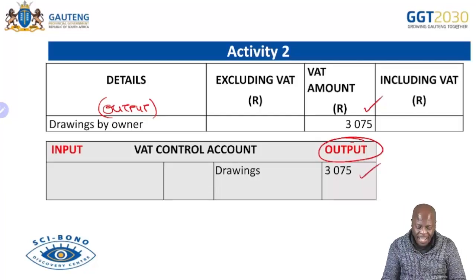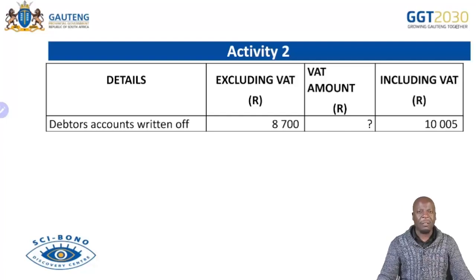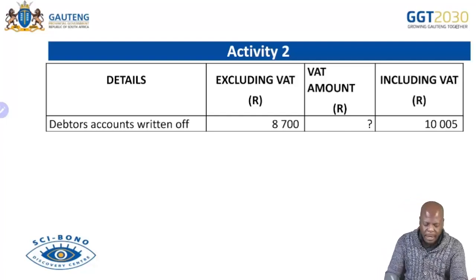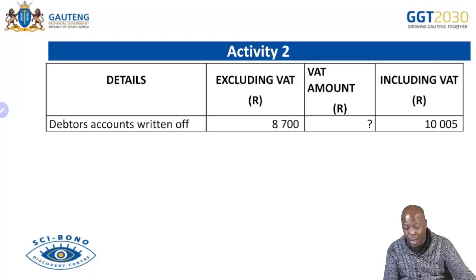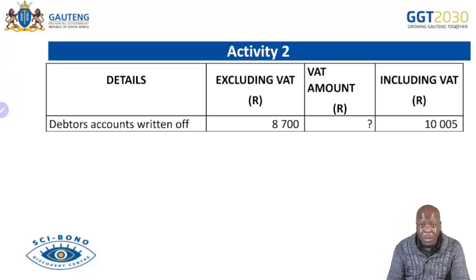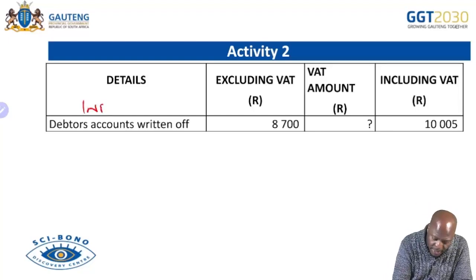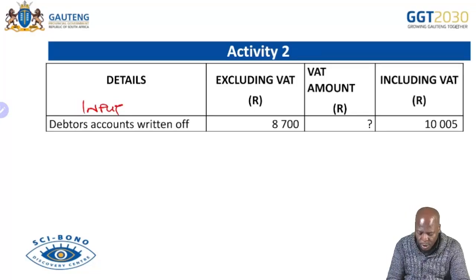Okay. All right. Let's quickly go now to my next transaction again. Debtors accounts written off. Does this ring a bell? Yes, it does. This is your bad debts. Remember, we spoke about it just a few minutes ago. And we agreed that once you have bad debts, where do we record it? Is it input or output? Bad debts comes to your input. Bad debts is your input.